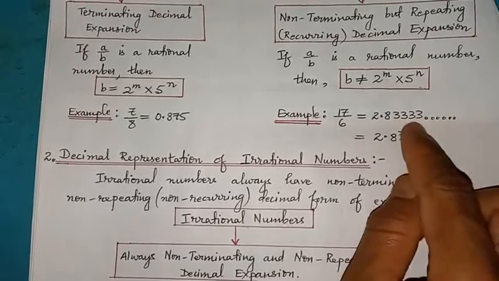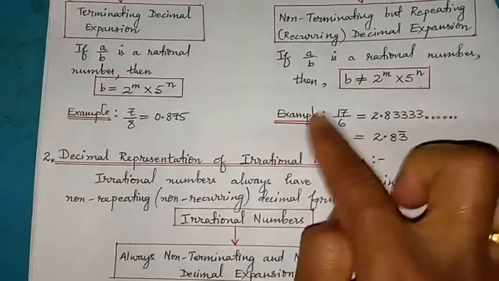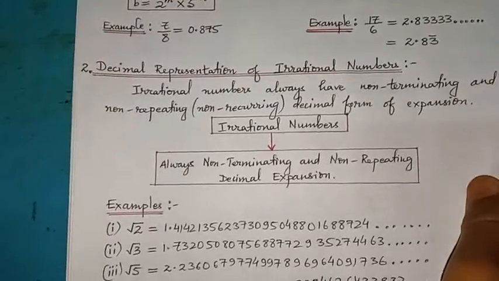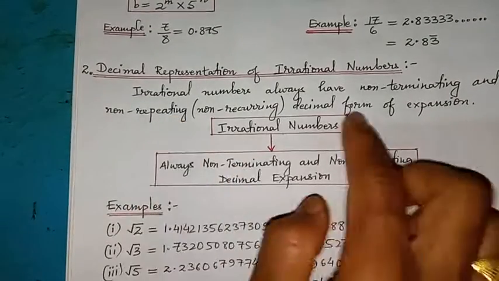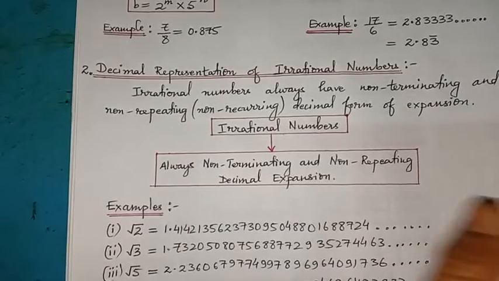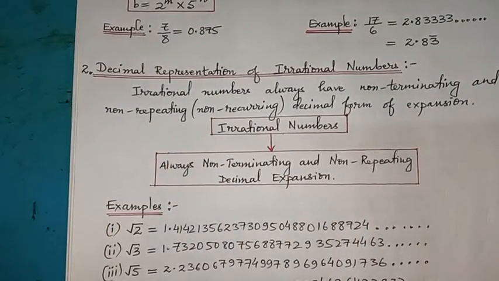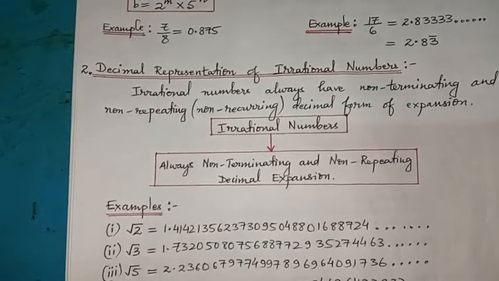So these dots here mean non-terminating but repeating, which is a rational number. But an irrational number is always non-terminating. Non-terminating means it will not end; you will find dots in the decimal form. And non-repeating means a particular digit, or a particular group of digits, will never repeat. It will be very unpredictable. You cannot say what the next number coming will be, because it's not repeating.